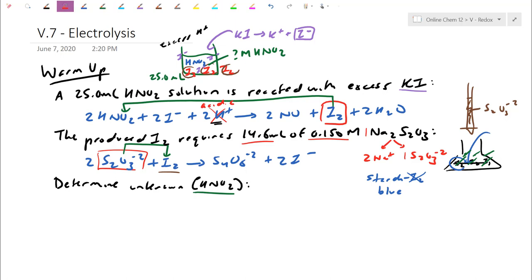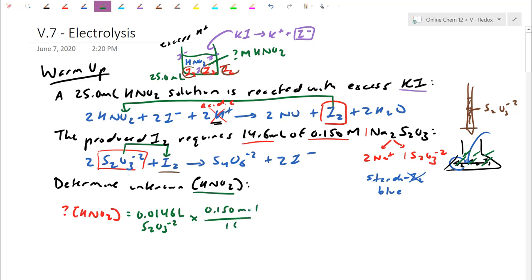So let's just do this all in one step here. We want to know the concentration of HNO2. Always start off with the chemical that we know the most of, which is actually the thiosulfate. For the thiosulfate, I know the volume. I'm going to convert it to liters: 0.0146 liters. This is sodium thiosulfate, again a 1 to 1 ratio with just the thiosulfate ion. The concentration of the thiosulfate was 0.150 moles for a given liter.